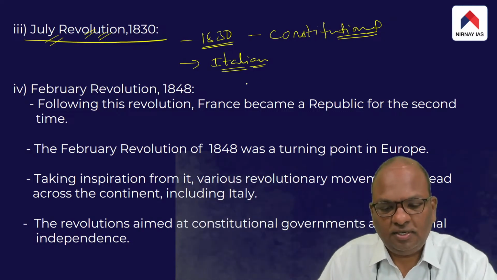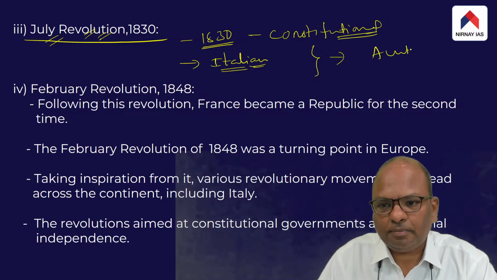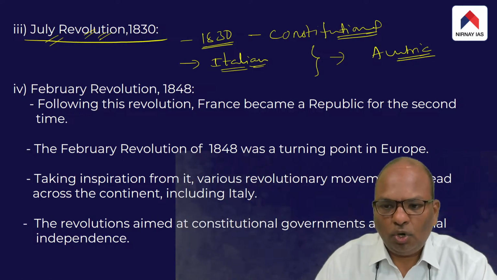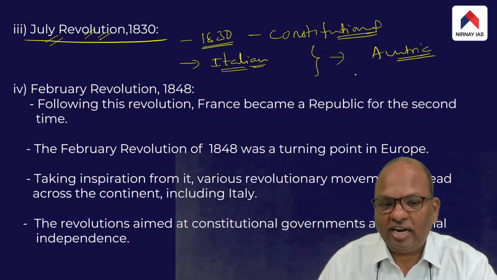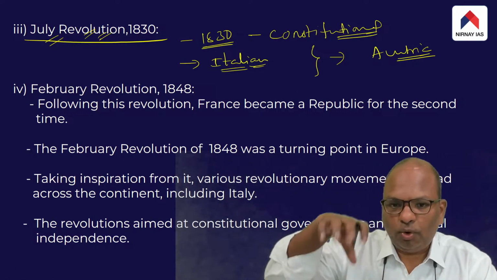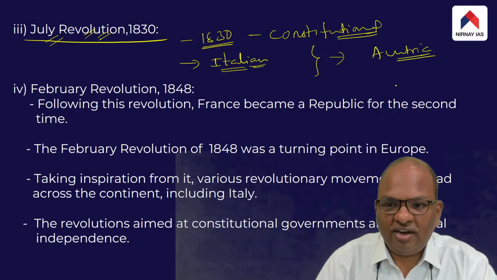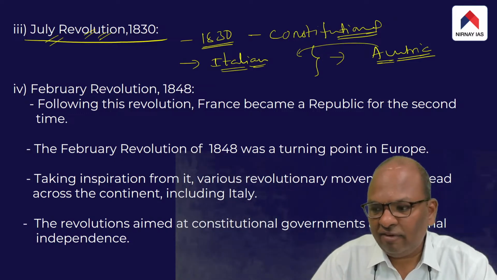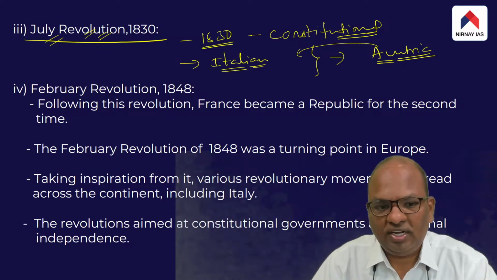But even this July Revolution was suppressed by Austria. I told you Austria was a very powerful kingdom just beside Italy. Austria never wanted the revolution to succeed in Italy because Austria wanted to have its complete hold over Italy. So Austria remained very strong and very effectively suppressed even the 1830 rebellions that were carried out in Italy.